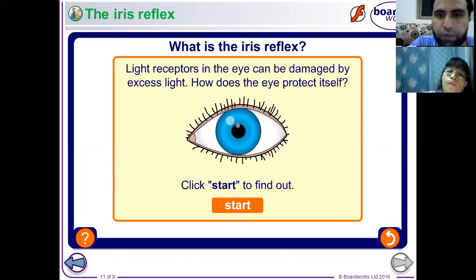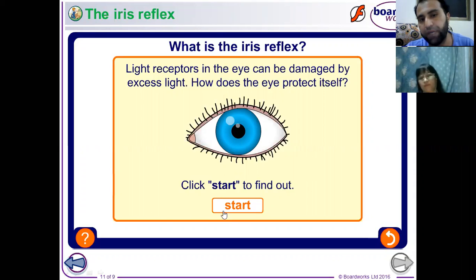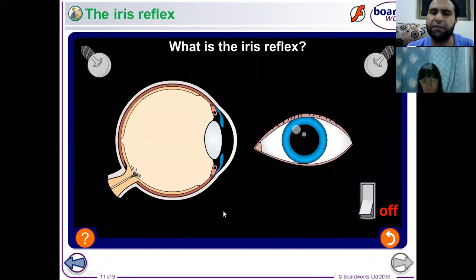Now we are moving toward the iris reflex. When light is falling on the eye, the window in the iris, especially the pupil, becomes small or wide according to the intensity of light. That is called the iris reflex. Let us see how it works. For example, in the dark, you can see the pupil within the iris is wider.